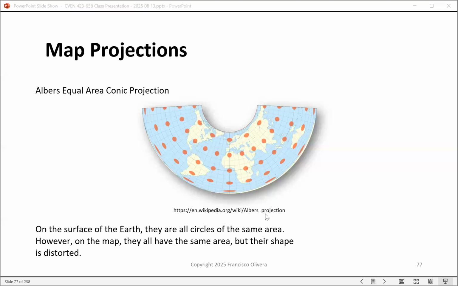Now, in this specific map, they are not circles anymore. There are a few that are, but the others have been distorted. In general, they are not circles, but they are all the same area. So this projection is a projection that preserves the area, not the shapes. If you care about the shapes, this is not a good projection. But if you care about the areas, this is good for preserving areas.